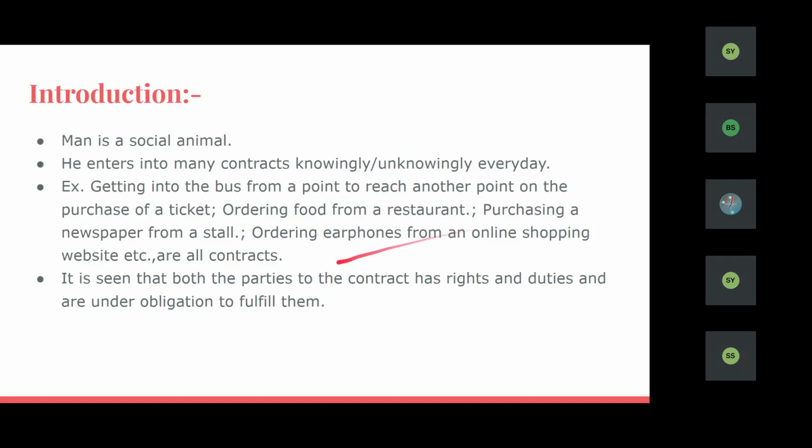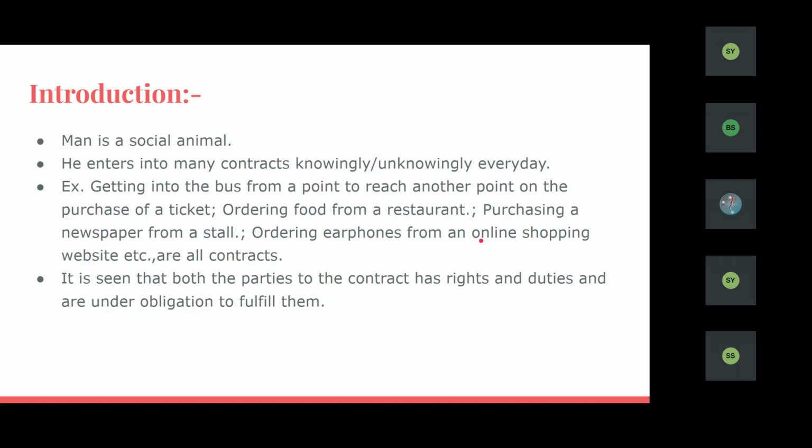Purchasing a newspaper from a stall. You're paying something, right? So even there, after payment, don't forget to take the newspaper. So they are supposed to provide you, right? You're giving something, they are providing you something. Just imagine you're paying something and you're not getting it.